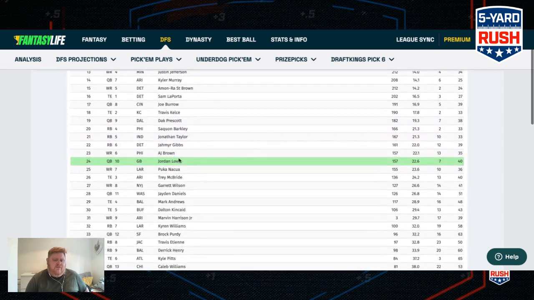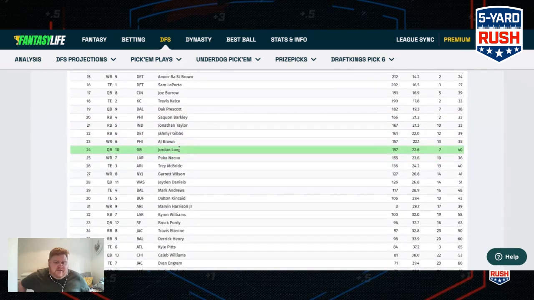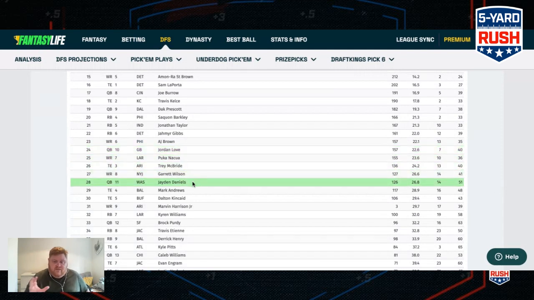And then we're seeing Jordan Love at the end of the second round. Again, I think that makes complete sense. I would rather have Daniels, but I'm not against getting Jordan Love there. I don't think there's a huge difference in those guys. And if you want to go with the proven over the rookie, I'm okay with that.